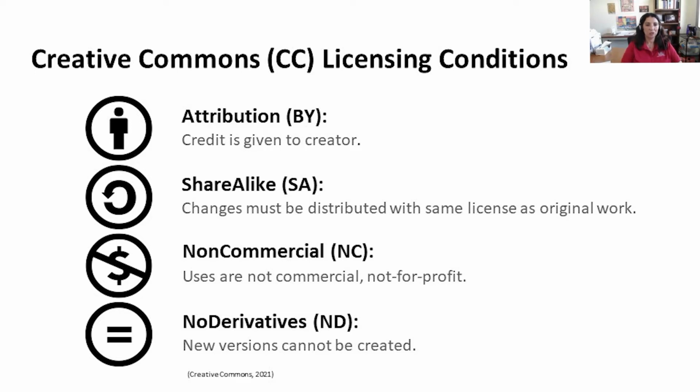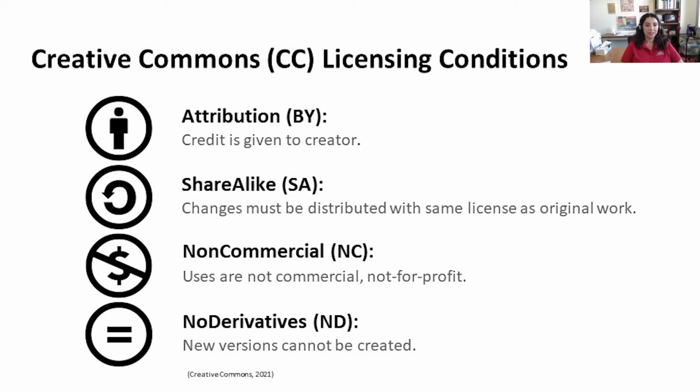It's kind of like a reverse C with an arrow on it in the middle of a circle, and that's known as the share alike license. Whenever someone attaches that kind of license to their work, it means that changes must be distributed with the same license as its original work. So it means, yes, you could use it and you could share it as long as you share it with other people the same way they shared the work with you.